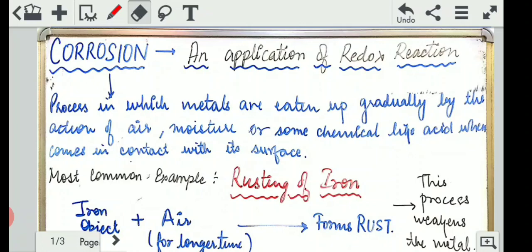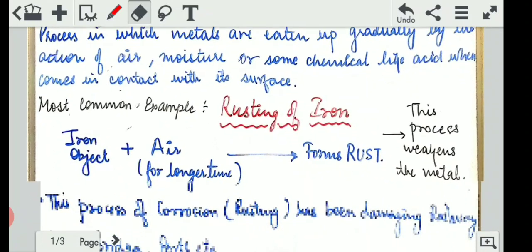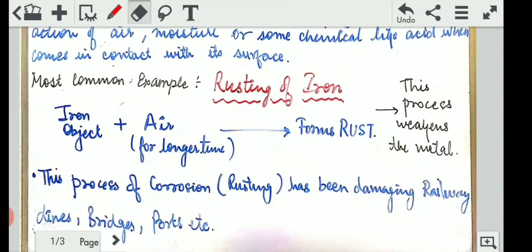It is a very, very important topic from all points of view. Please understand it very carefully. That reddish brown substance which is formed on the iron surface is nothing but a compound called rust. We name it rust. I have given it here also. When iron comes in contact with air for a longer time, it forms rust. This process weakens the metal. You might be wondering what the harm is if iron oxide is formed, right? The harm is this only, it degrades the metal.